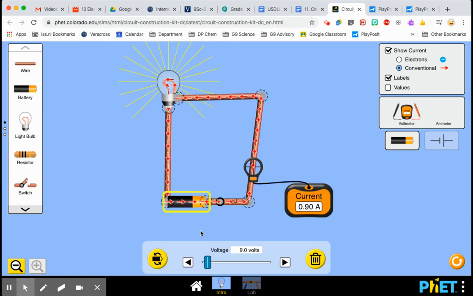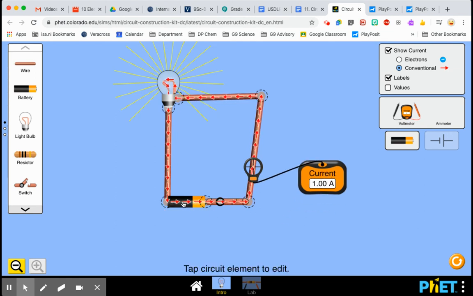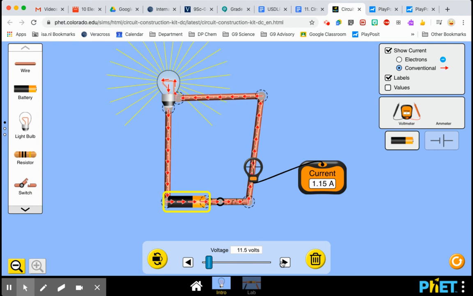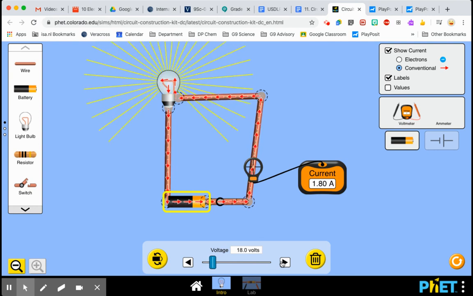Now, when I click on this battery, the battery is my power supply. The battery is the thing that's giving energy to these electrons. It's what's pushing the current around the loop. It's what's giving energy to the light bulb, to light. And I can see that if I increase the voltage, I can drag it, or I can use this arrow. I've increased it to 10 volts. And I don't know if you noticed, but it made the current increase.